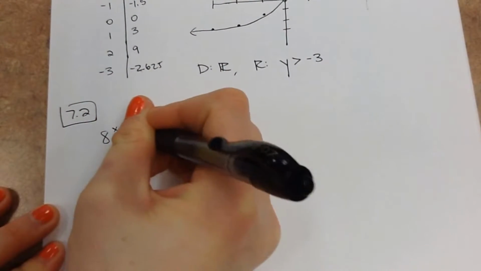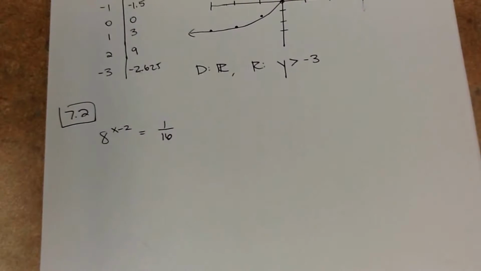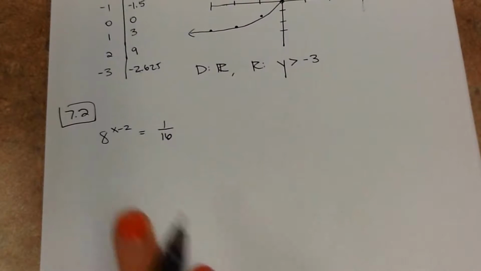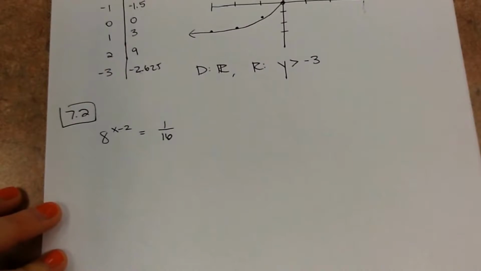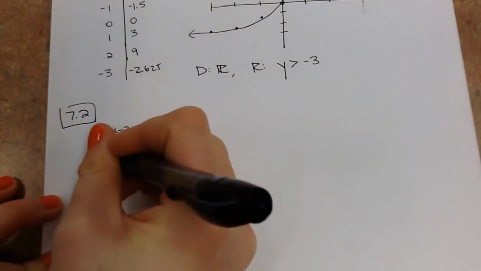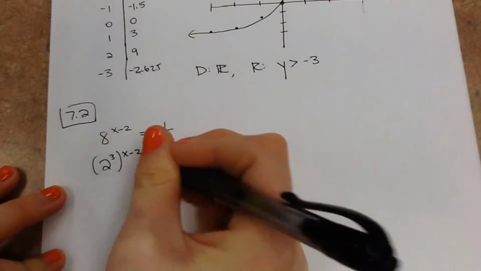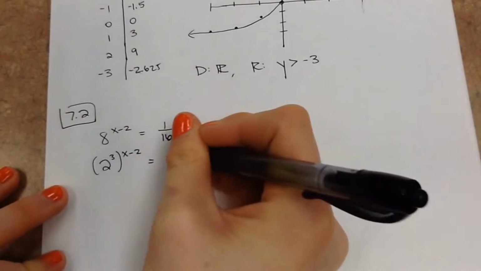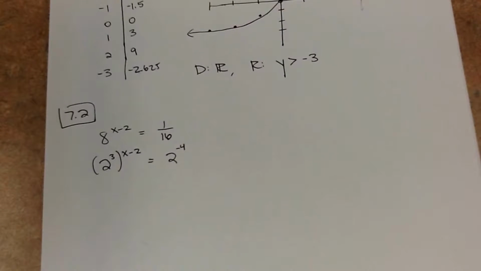8 to the x minus 2 equals 1 over 16. So this first type of exponential equation that we learned, we had to figure out how to put them in terms of a common base. So 8 and 1 over 16, they're both powers of 2. So for 8, we're going to write it as 2 cubed, and then I still have my x minus 2 out here. And then for 1/16, it's 2 to the -4th. Remember, anytime I have fractions, it ends up being a negative exponent.